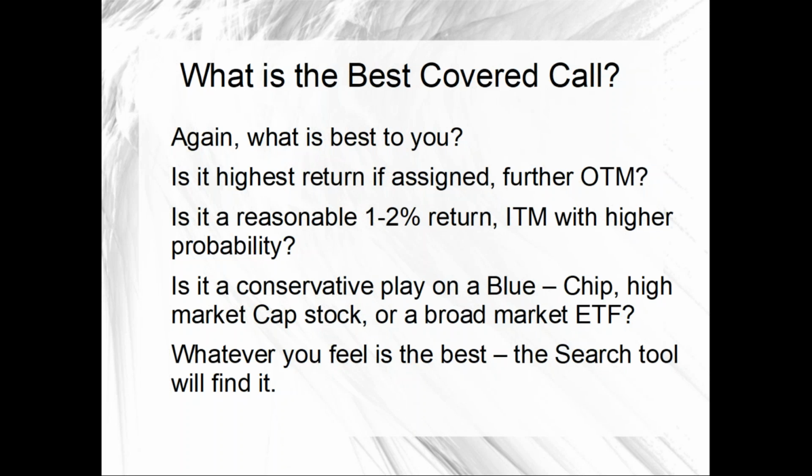But the search tool will allow you to find that. If I only wanted to trade a collar on a broad market ETF like SPY or QQQ, less than 10 to 15 days out in time, with a 4% return and only a 3% risk, I would search for that. And if I get no results, I know that there's no combination that matches my criteria, so I wouldn't be making a trade at that point if that was my specific trading plan. So whatever you feel is best, the search tool is going to find it.